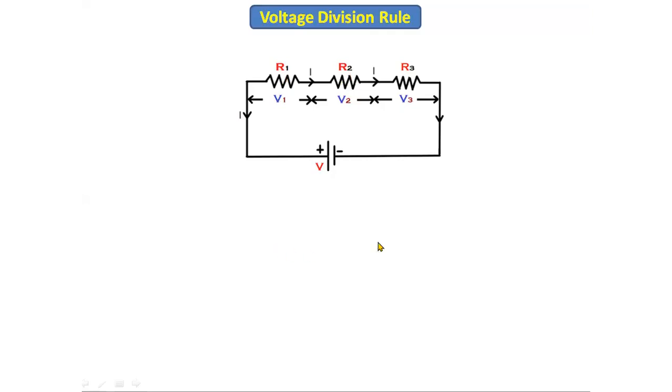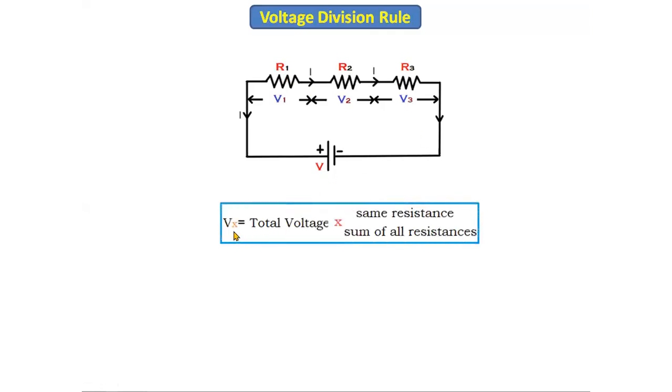Let's see what formula is used in the voltage division rule to find V1, V2, V3. The formula is for Vx, the required voltage. Vx may be V1, V2, V3 or anything. Vx is equal to the total voltage into the same resistance divided by the sum of all the resistors.